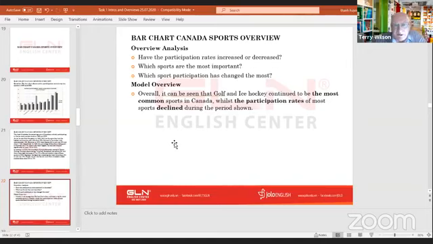So overall, it can be seen that golf and ice hockey continue to be the most common sports in Canada, while the participation rates of most sports declined during the period shown. So, in the introduction to this part, I said that an overview should be one sentence, and there should be two main trends or comparative examples in the overview. And this example meets those requirements.